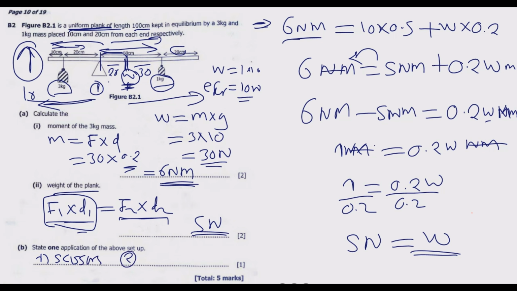Number 2, we can also use it for a wheelbarrow. Remember, the pivot of the wheelbarrow is at the middle. Then also I think you can use it for the case of closing the door where the hinge is somewhere there. But these two are the classical examples that you can use. So this is how you get the 5 marks on this question.